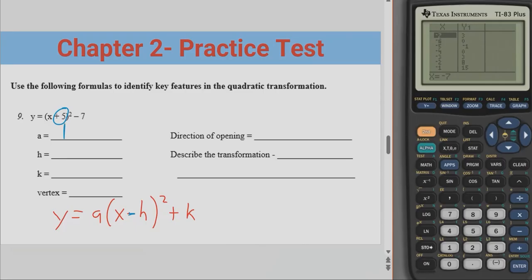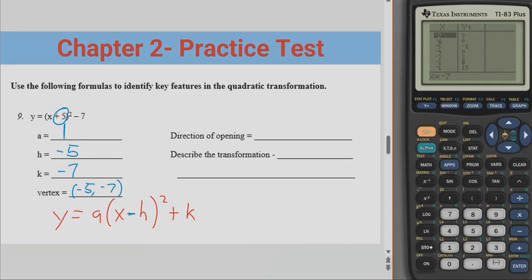My a value is going to be 1, right? I don't see a number out in front, but that whole expression is multiplied by 1. If I made it a 0, I would no longer have a quadratic. It would just be a flat line. So I have an h value, the opposite of the 5, and my k value is what I see, which means I have a vertex then at -5, -7.